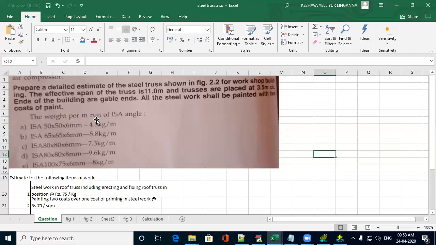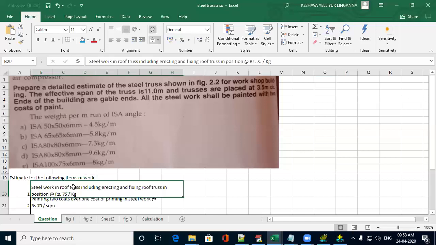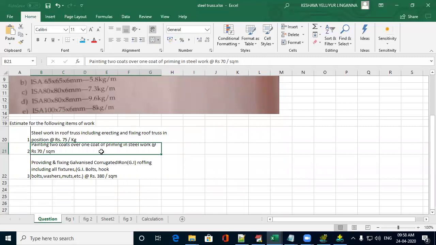Their corresponding weight. Steel work in roof truss, including erecting and fixing roof truss in position, at the rate of 75 per kg. The thing is, you have to just calculate the weight of the steel required for the given truss. Next is painting area. Painting required for the steel truss, 2 coats of painting. You have to just give the area of the painting for the steel required.